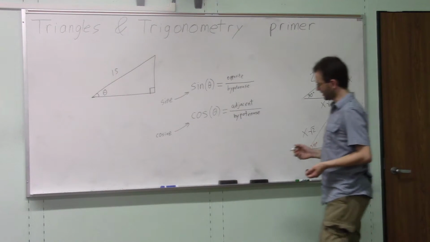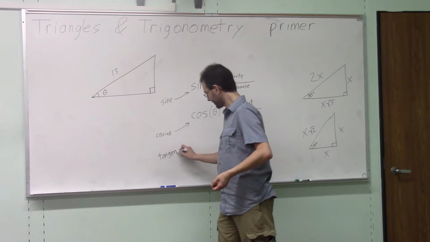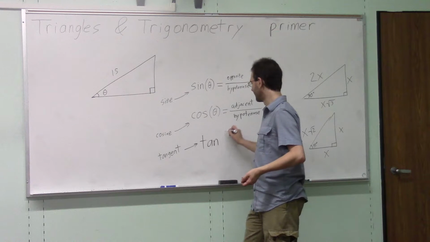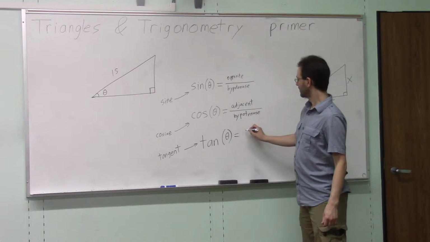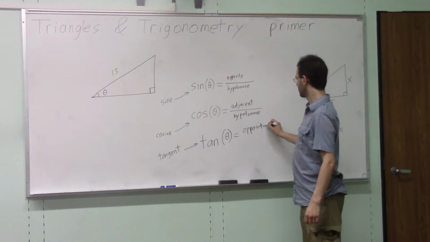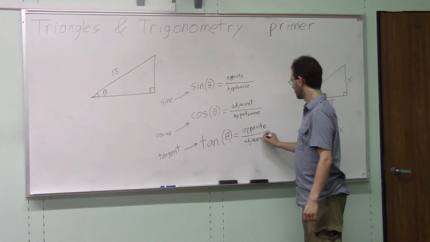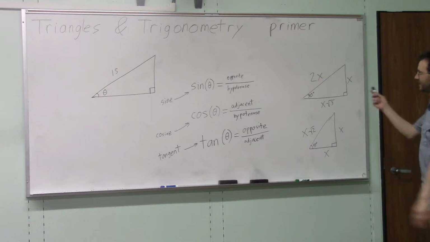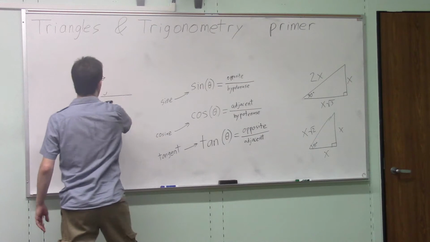And the third relationship is tangent, the third common one. The shortcut is tan. Alright, so those are the three relationships, and I can tell you several values that sine has.